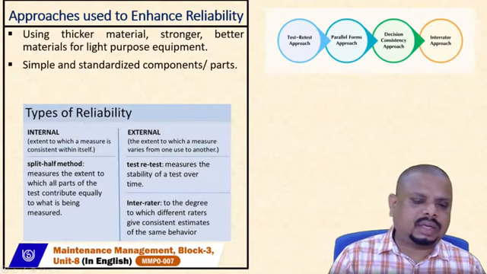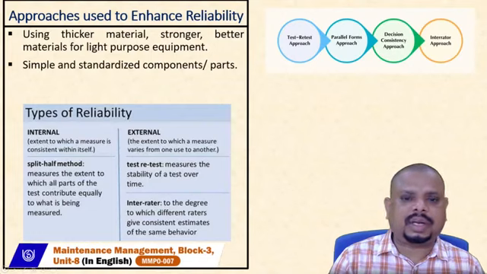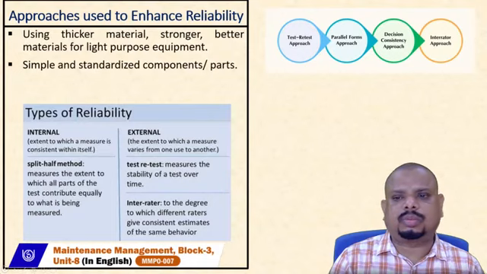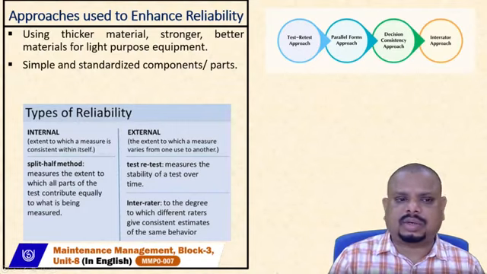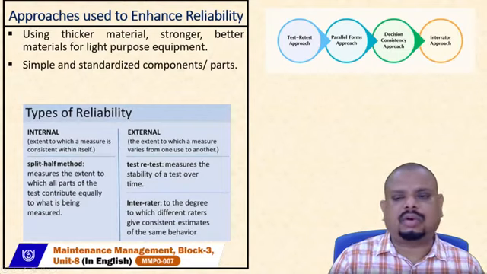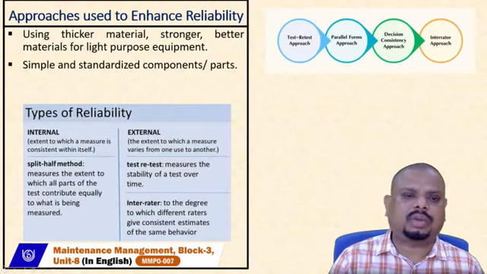So that the designer, the production department, the maintenance department, and the parts supplier should understand how to improve the product. For improvement of products, machines or equipment, they can use light materials which are much stronger and better for light purpose equipment. Another aspect of enhancing reliability is that you can go for simplification and standardization of components so that the failure chances will be reduced.